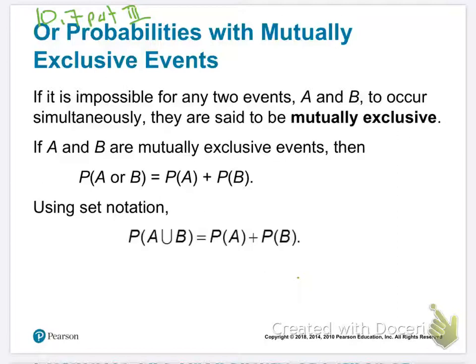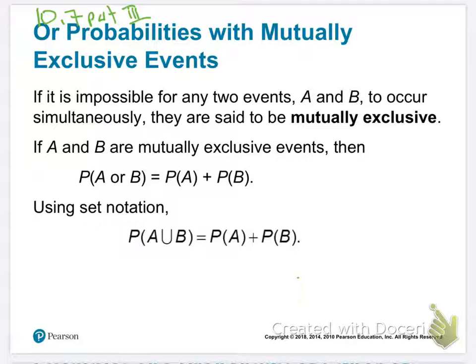Okay, so today, guys, we are on 10.7, Part 3, or probabilities with mutually exclusive events. If it is impossible for any two events, A and B, to occur simultaneously, then they are said to be mutually exclusive. So if A and B are mutually exclusive events, then the probability of A or B is the probability of A plus the probability of B.